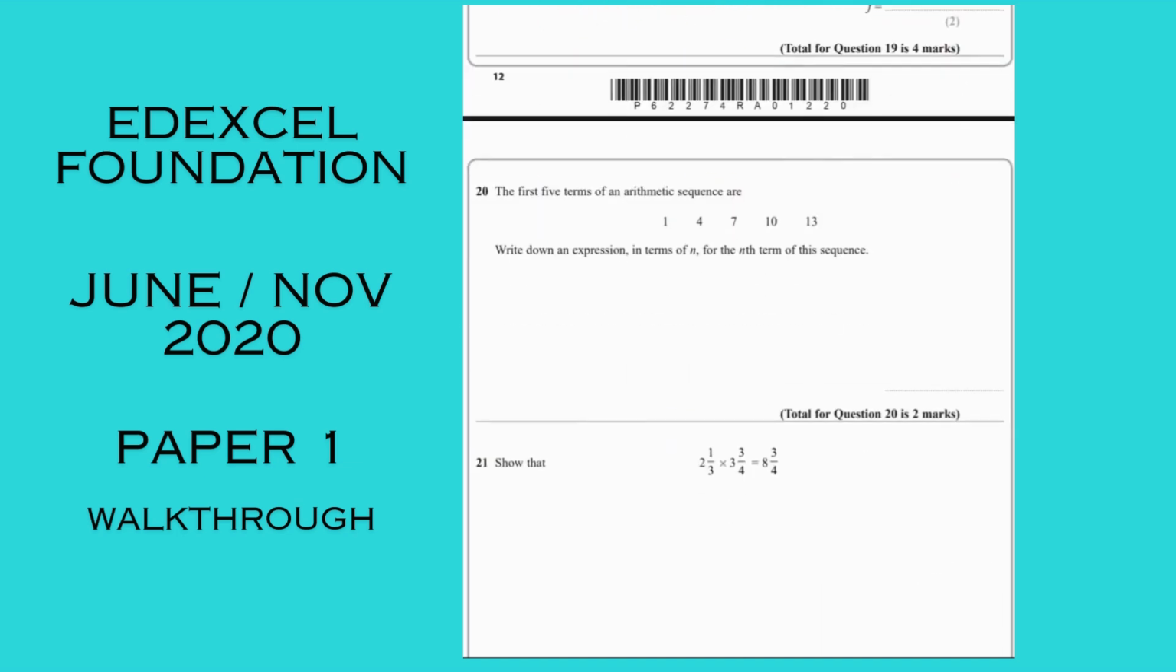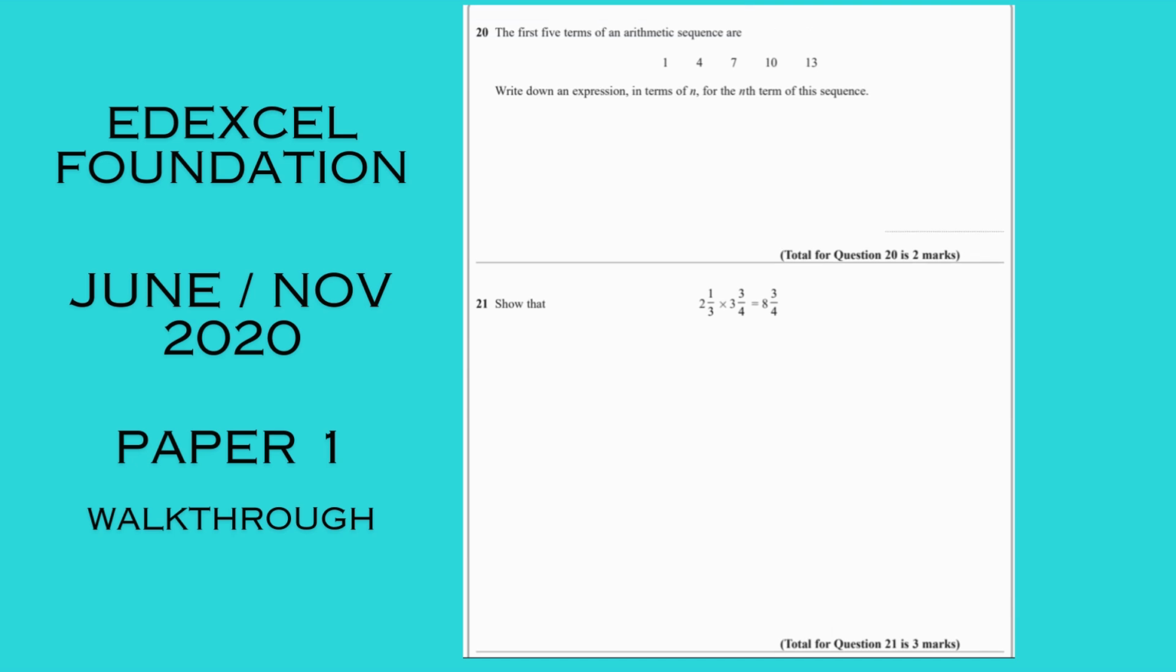On we go to nth term. Whoops. So as soon as it's going up in threes, 3n gets you your first mark. Make a note of your 3 times table, don't have to do them all. But as you can see, it's the 3 times table, take away 2.